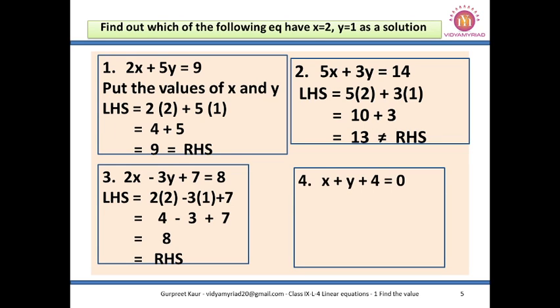Lastly, the fourth question is x plus y plus 4 is equal to 0. Let's see whether we are getting 0 or not. No, it is coming as 7. So that means it is not equal to your right hand side. Left hand side doesn't match with your right hand side. That means they are not forming the solutions.